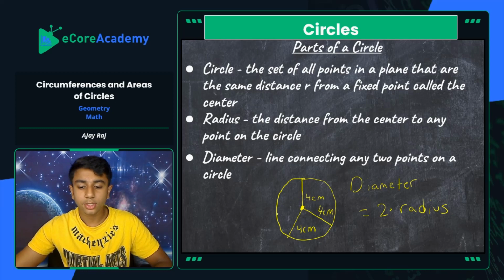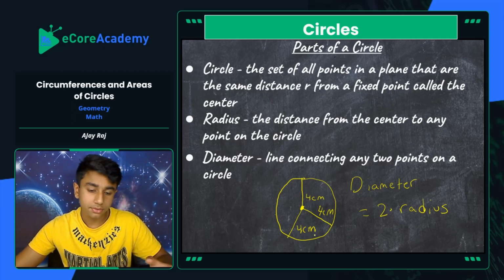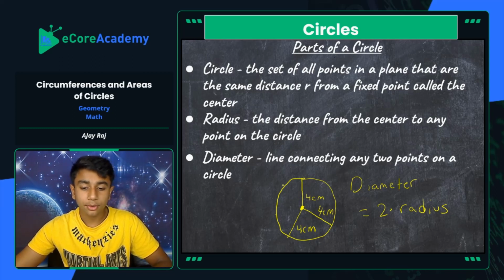So a diameter would look like this, connecting any 2 points. Sorry, it does have to pass through the center. In order to connect any 2 points on this circle, the only way that's possible is by connecting them through the center. So your diameter has to go through the center. And as you can see here, this is going to be 8 centimeters right here.